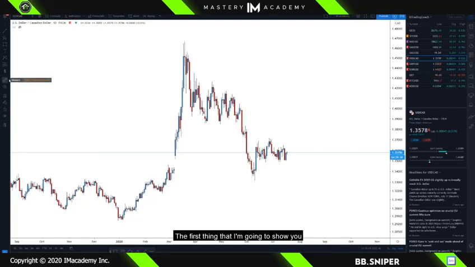The first thing that I'm going to show you is on TradingView. They have this little ruler tool. It is called the measure tool. And most brokers, if you're using something that connects with MetaTrader 4, for instance, will offer you a similar tool over on their platform, but this can be one way of actually measuring the price movement.